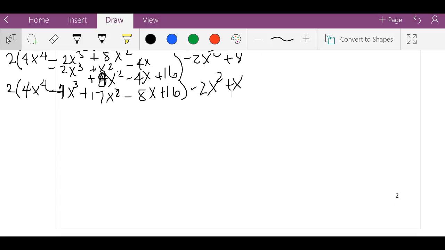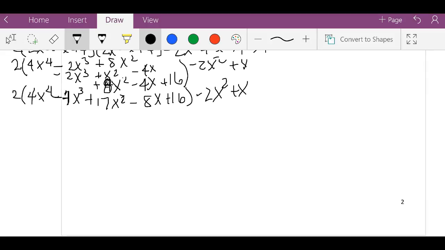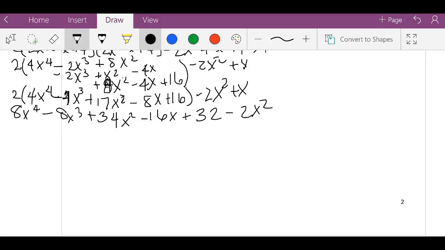Okay, so now 2 times 4x to the 4th is now 8x to the 4th. That's better. I think this was supposed to be a 4 right there. So 2 times negative 4 is negative 8x to the 3rd. And then 2 times 17 is a positive 34x squared. 2 times negative 8 is a negative 16x. Bring down the 16 times 2 is 32. And bring down the minus 2x squared plus x.